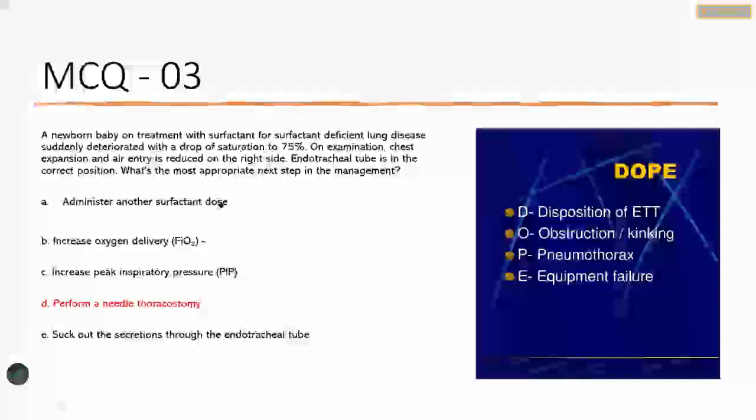Nothing else. Surfactant dose we don't need, because the problem is on one side, so it can't be a surfactant deficiency problem. Increasing oxygen delivery won't work, because again the problem is on one side, so nothing will work on pneumothorax. We have to go for the needle thoracostomy.